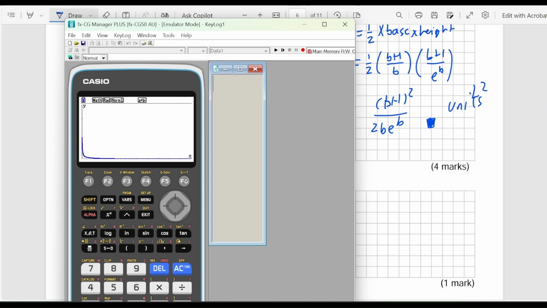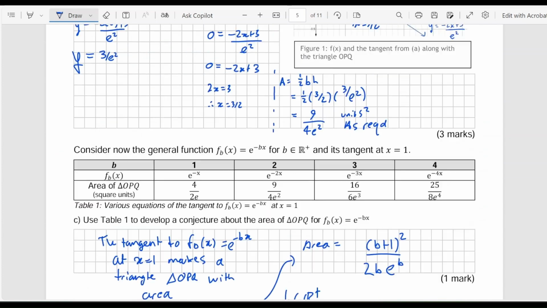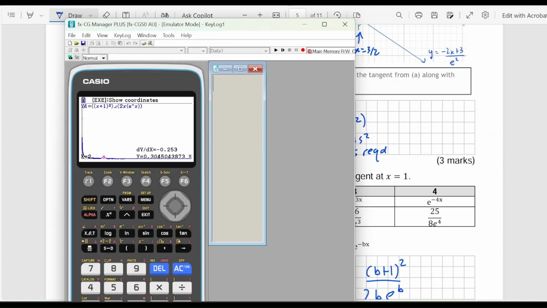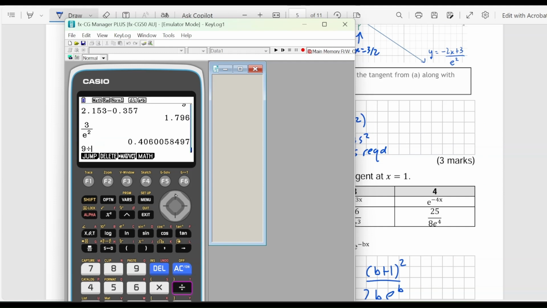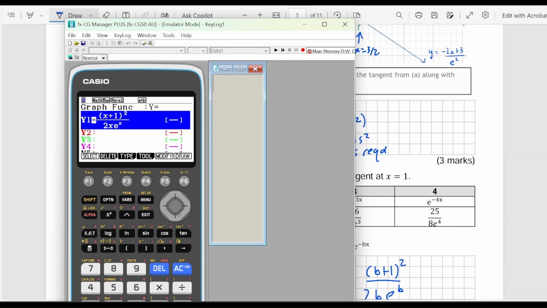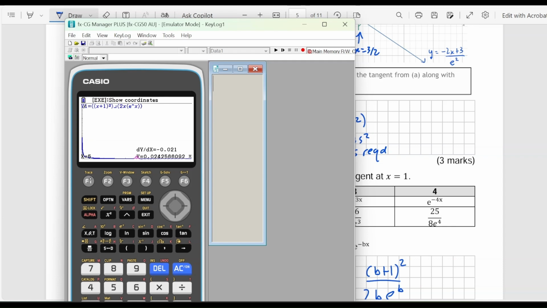Graph that, draw. So if we just go shift trace at 2, I get 0.304 as my area, and that should be 9 over 4e squared, which we can verify. So let's see, 9 over 4e squared. Yeah, cool, 0.304. So the graph is really doing what we expect it to. There it is. Now if we try and plug in bigger numbers, like 5 for the area is getting smaller, 0.024. And if we try and plug in even bigger numbers, like 10 for the area, it's getting very small.